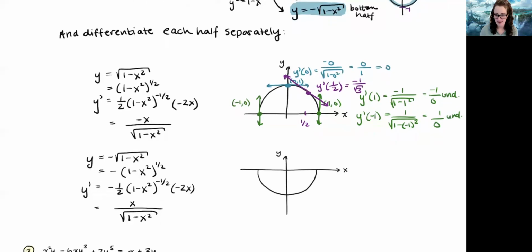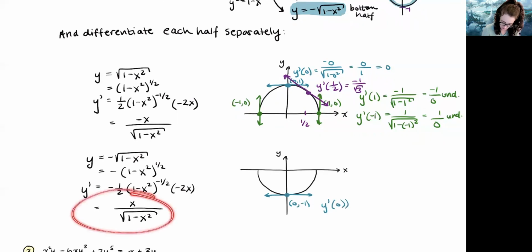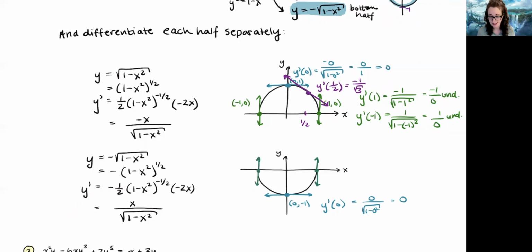And this also works in the bottom half as well. So we can have a horizontal tangent line right here, right? That would be at (0, -1). And when we plug a 0 in for x into this derivative now for the bottom half, we'll get the same thing. So it'll be 0 over radical 1 minus 0 squared, which is 0. And you also get the same things at the other places, right? We'll have a vertical tangent line here, a vertical tangent line here. You'll get undefined derivatives at those two spots as well.